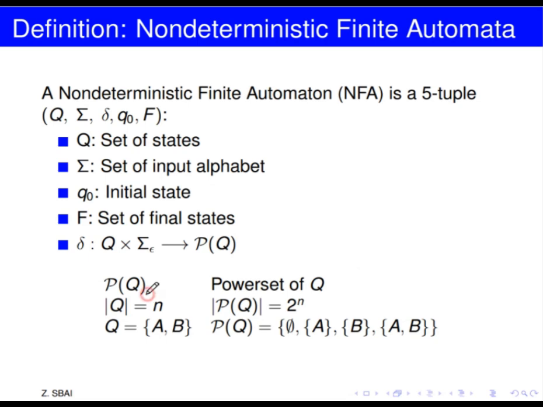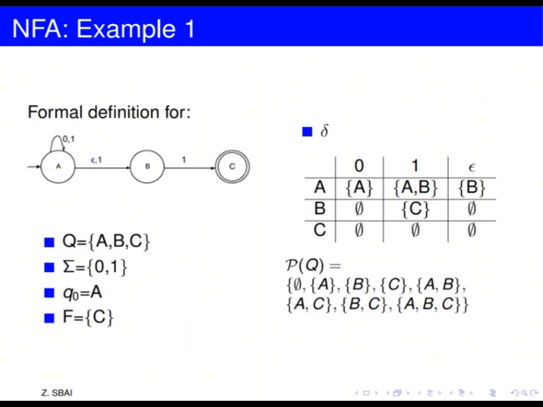Remember that the power set of Q is the set of all the subsets composed of the states of Q. So if we have, for example, two states in the set Q, the power set of Q will be the empty set, a set containing only the state A, the set containing only the state B, and the set containing both states A and B. So in general, if we have n states, the number of sets in the power set of Q is 2 to the n.